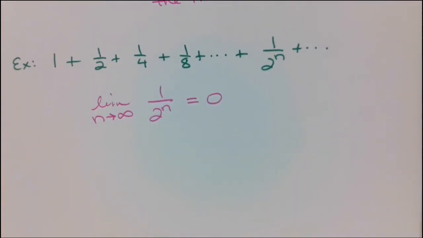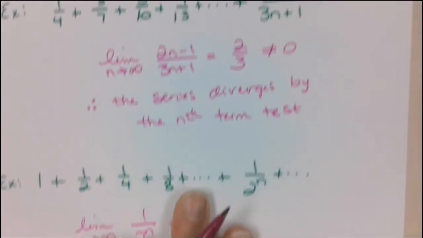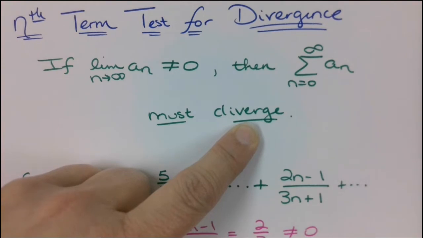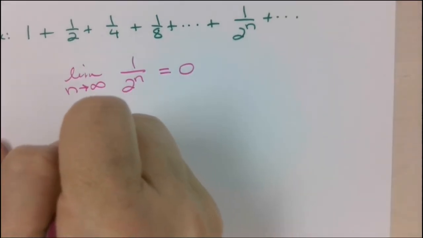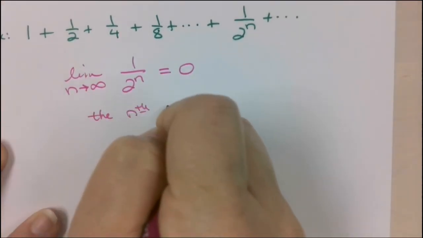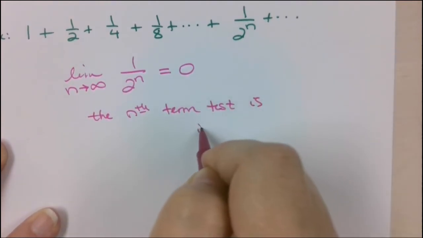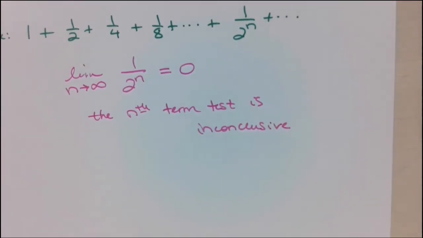And so in this case, we may be tempted to say that this series converges, but we cannot, because the nth term test can only be used to verify divergence. We can never write that a series converges by the nth term test. And so in this case, the nth term test is inconclusive, and we need to use another test.